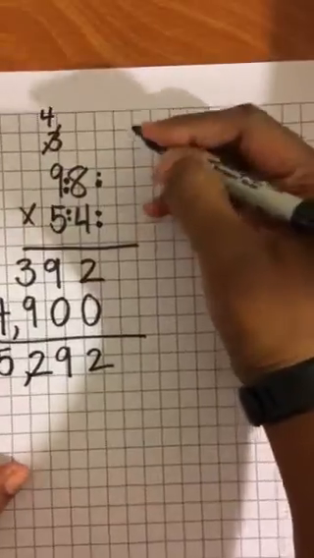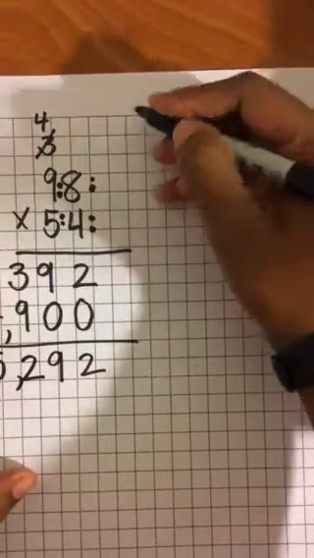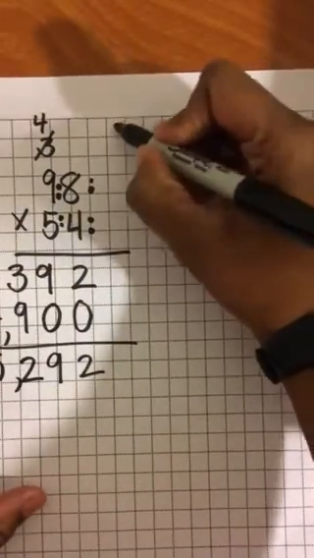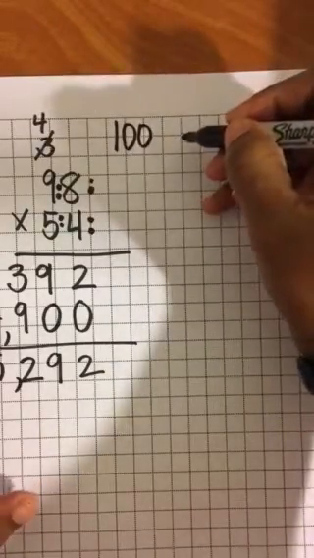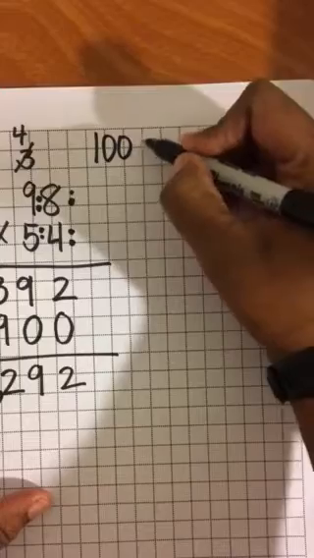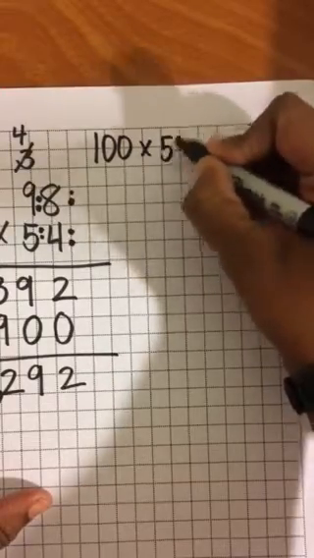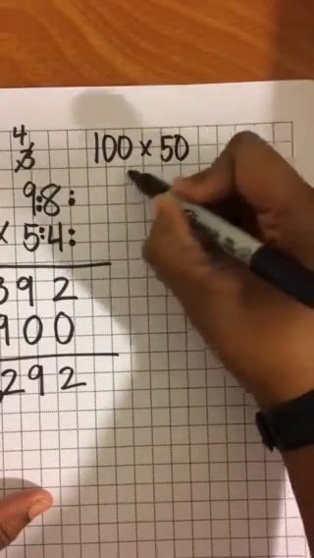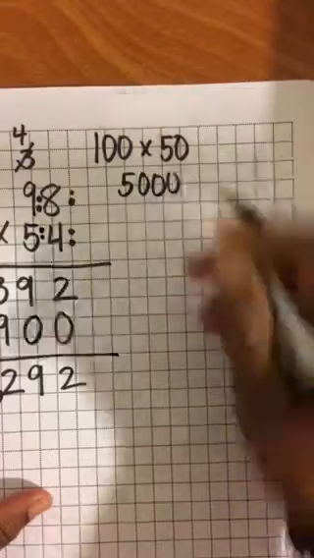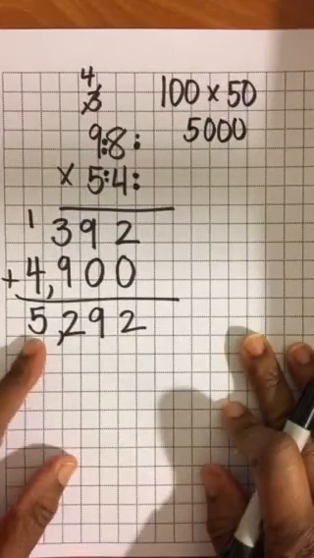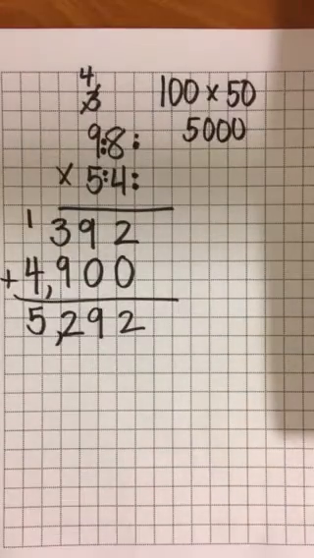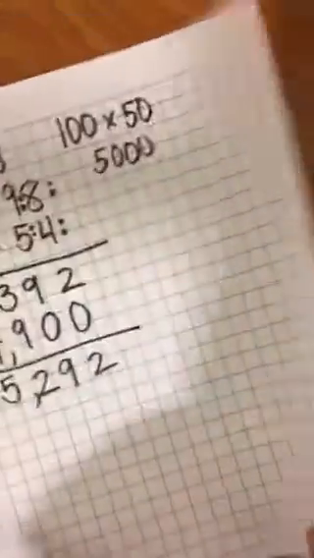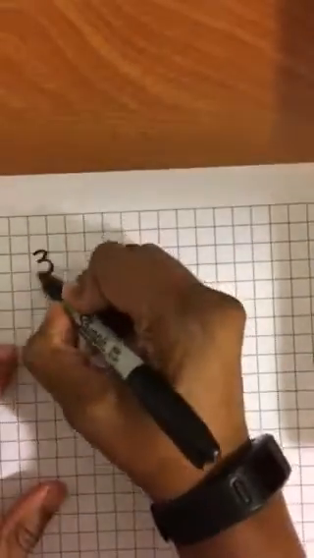I didn't estimate first, so let me go ahead and estimate to see if my product is reasonable. 98 rounds to 100, and a close but easier number to 54 is 50. 100 times 50 is 5,000. My product, 5,292 to the nearest 1,000 is 5,000, so I'm comfortable with my product. Let's try one more.